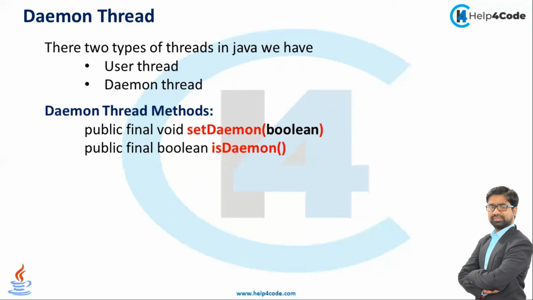Suppose we are going to create a thread and we call setDaemon on it. We have to pass a boolean value, true or false. If we pass true, my thread is now a daemon thread. If we pass false, my thread is not a daemon thread. By calling isDaemon, we can check whether this thread is a daemon or not.